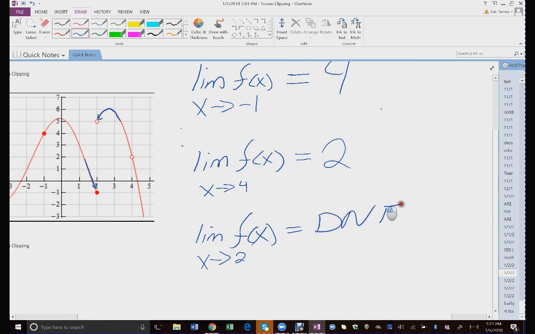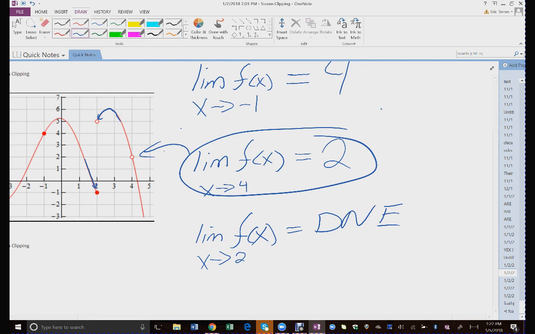Does not exist because the function is not going to one location. And again, like our last example here, it doesn't have to reach it, but it has to be going to it. So my function was going to 2, whether I was looking from the left or the right, but at x equals 2, my function is not going to one location. It's actually going to 2 separate locations. So the limit does not exist.